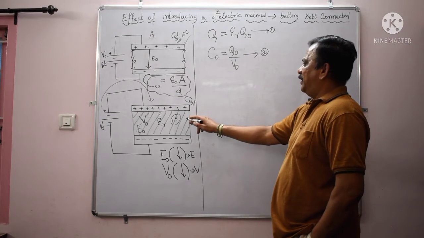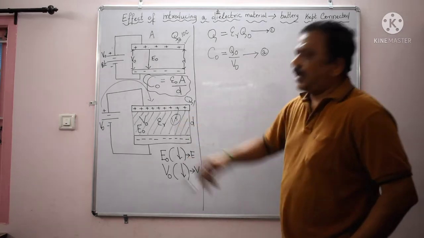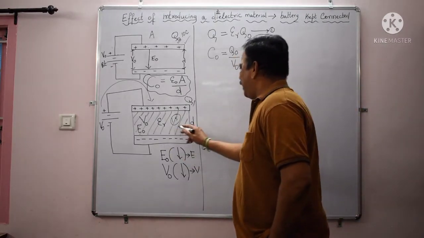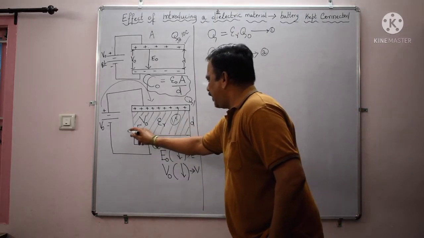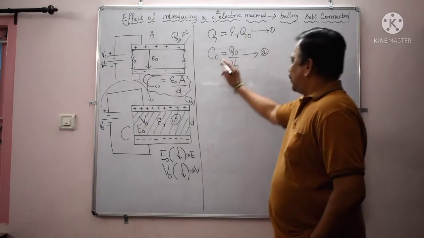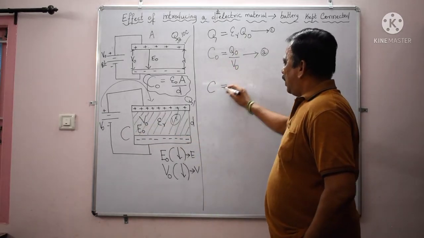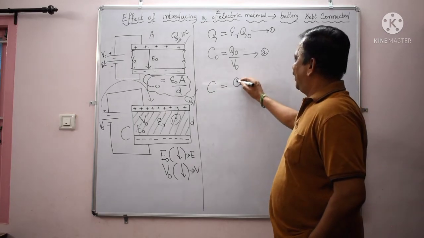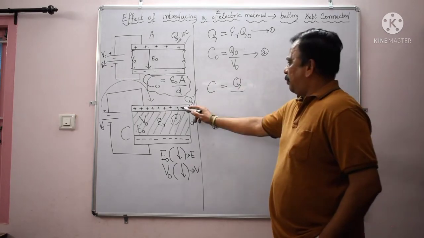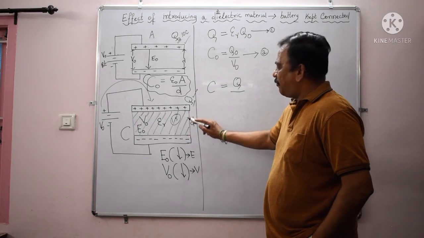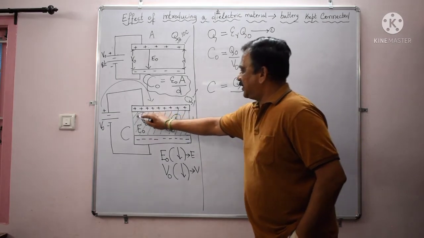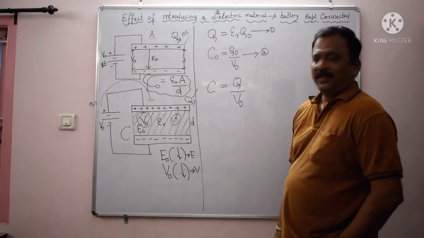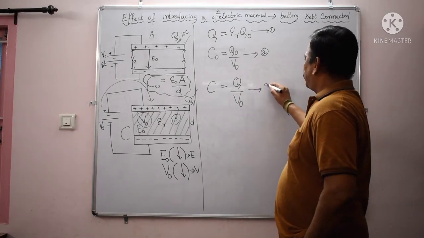Now let us find the capacitance of the same capacitor after introducing dielectric. Let me write it somewhere over here. So C is equal to, now what is the charge stored by the capacitor after introducing dielectric? It is Q, divided by, what is the potential difference between the two plates after introducing dielectric? It is the same V0. So let me take it as number 3.